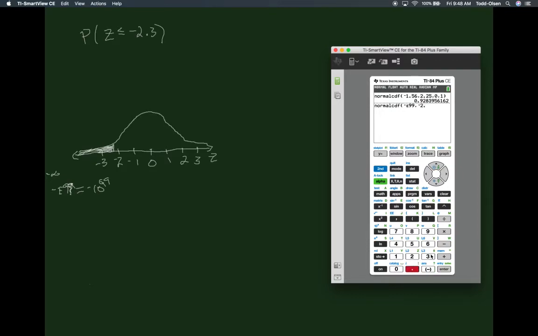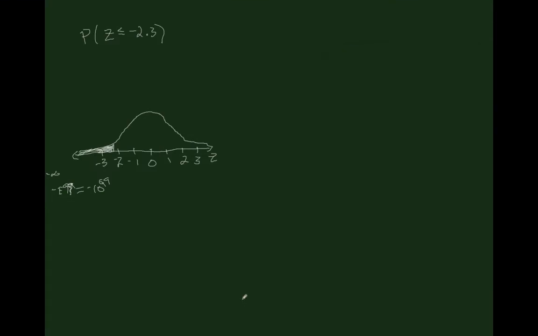So then I put the upper limit, and then again, I would put 0 and 1. And it turns out on the calculator, if I don't put anything for the mean and the standard deviation, it'll default to standard normal. So here the area is about 0.0107.